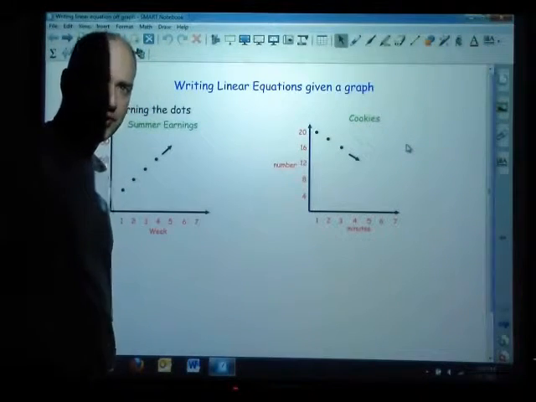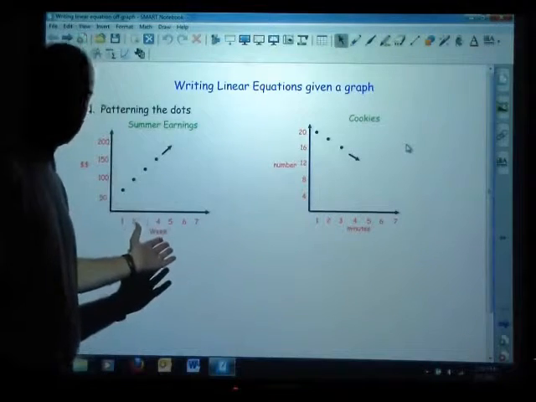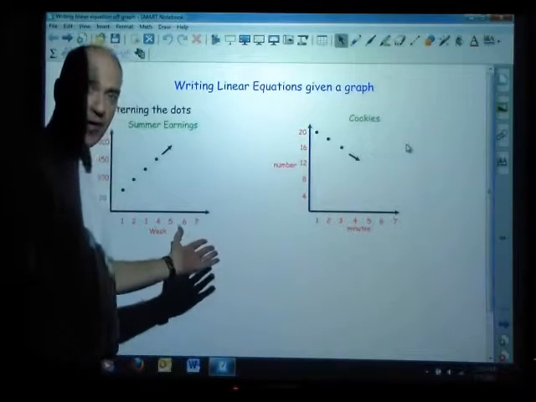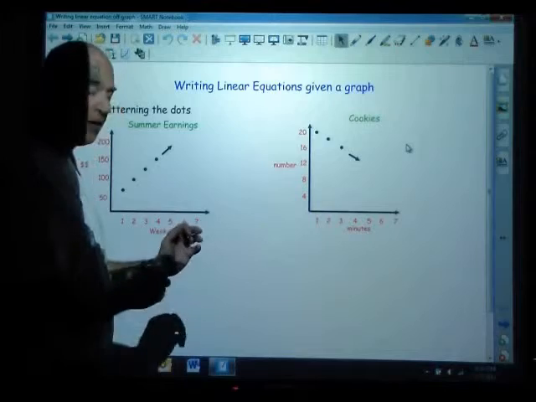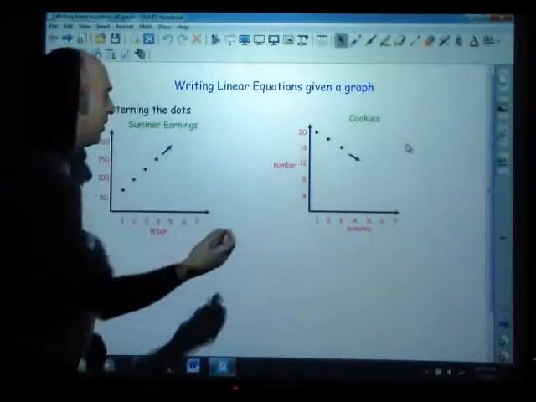Okay, in this video we're going to talk about writing a linear equation giving graphical information. If you just watched the previous video, we did it off a graph of points or off a table of points. But the idea is these are linear equations.